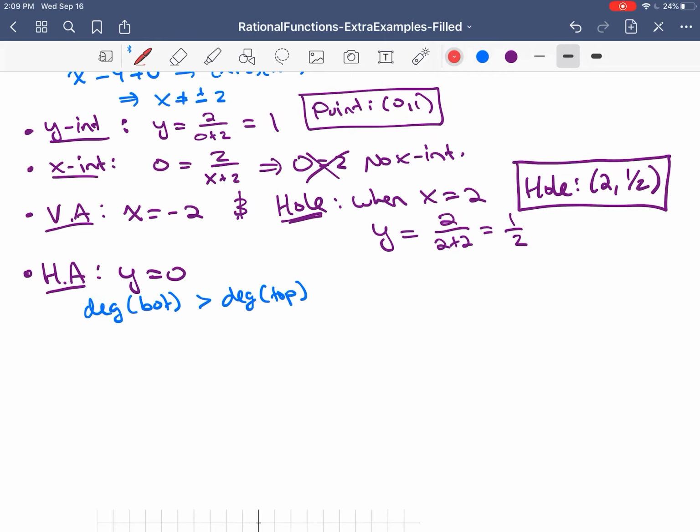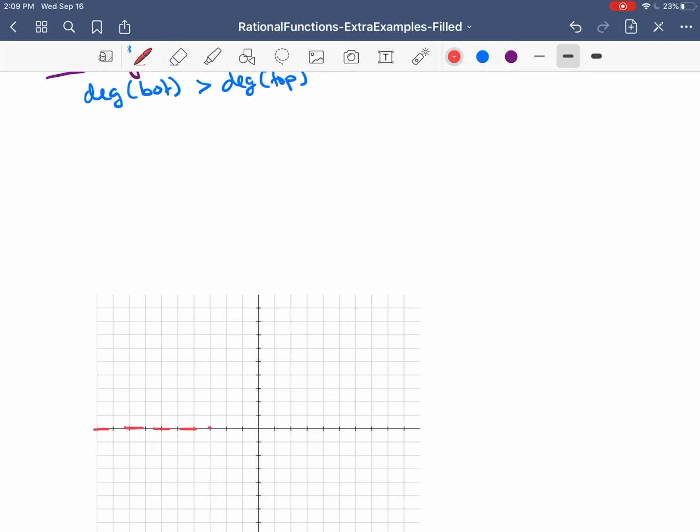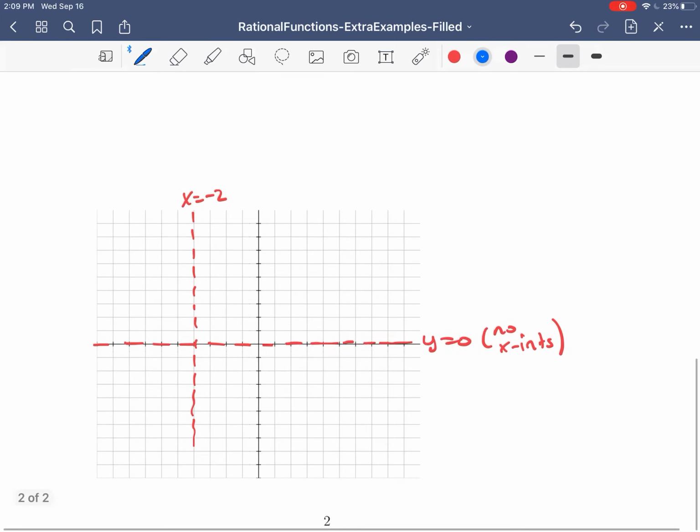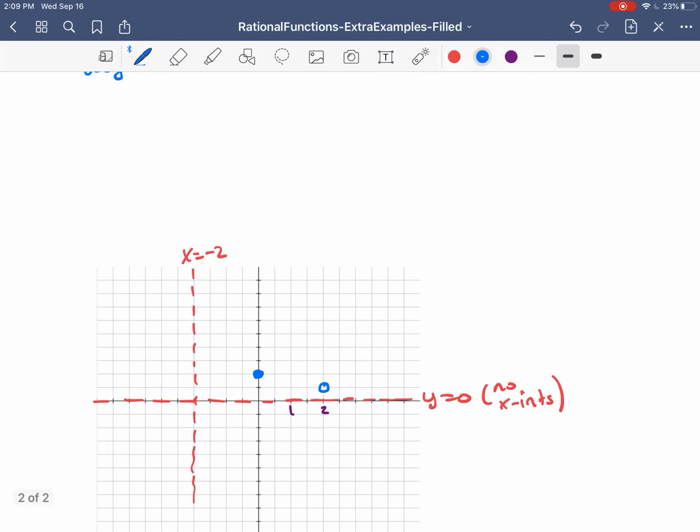So we can start plotting these things. So there's a horizontal asymptote here, and we know we never cross it since there's no x-intercepts. Okay, we have a vertical asymptote at -2, and at +2, here's 1 and 2. So at 2 and 1/2, we have a hole, we know that. And we know that the y-intercept is at 0, 1, so that's going to be here. Okay, so that's what we have so far.